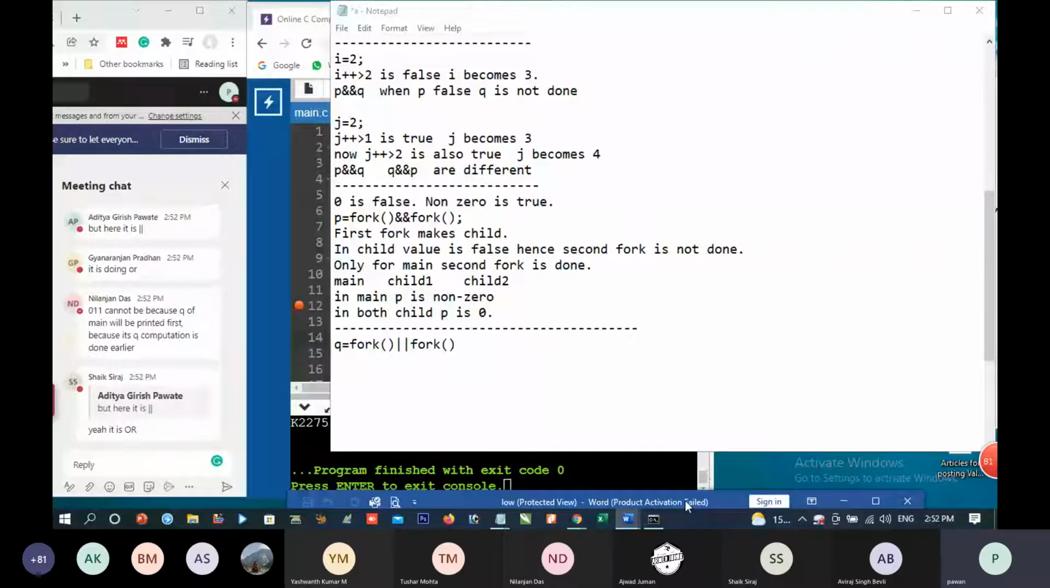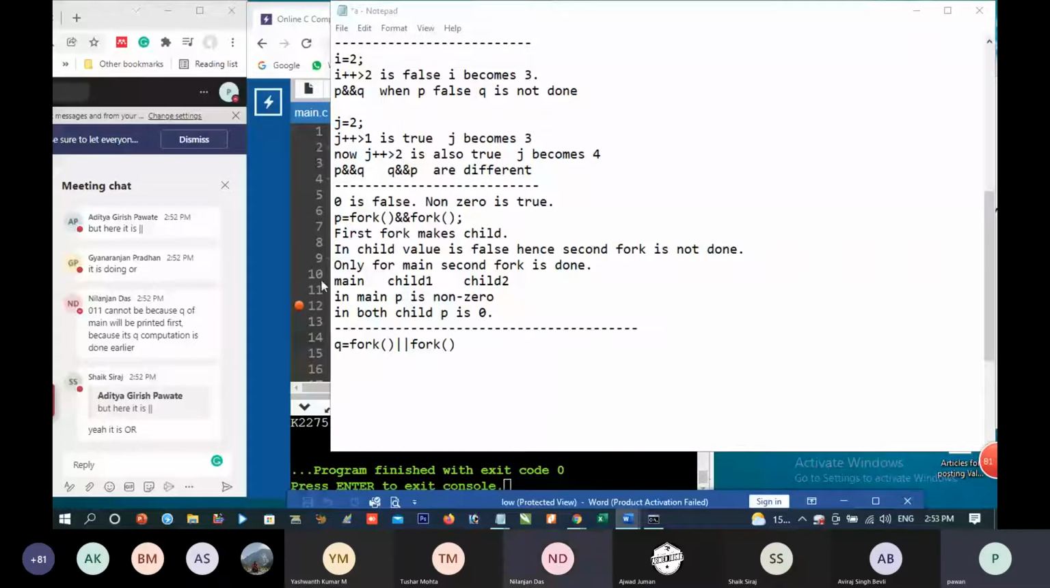No, Nilanjan, you are wrong. No, I don't agree. So that is why I'm saying it is or. It is or. When first fork is true, second is not done. In the main, first fork is true. Is it correct?